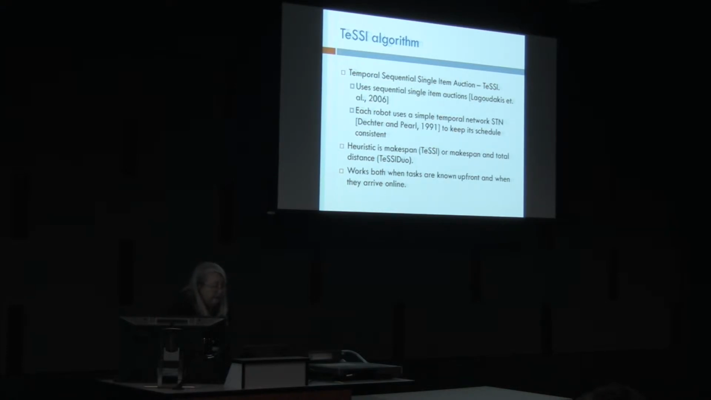So basically, the algorithm is the same as sequential single item auctions, but it uses simple temporal networks, which robots maintain for consistency. Then we can get two different heuristics, using makespan or a mix of makespan and other heuristics. One important feature is that this algorithm works if I have all the tasks up front, so I can really try to do the allocation.